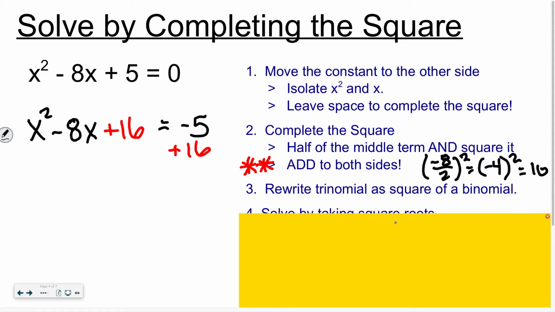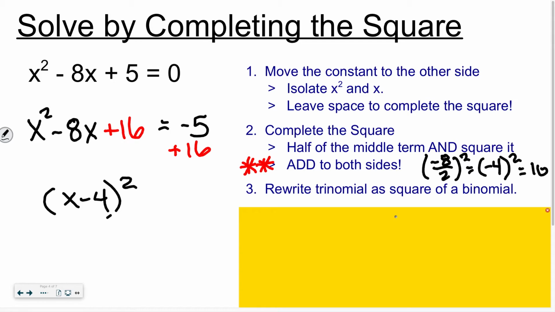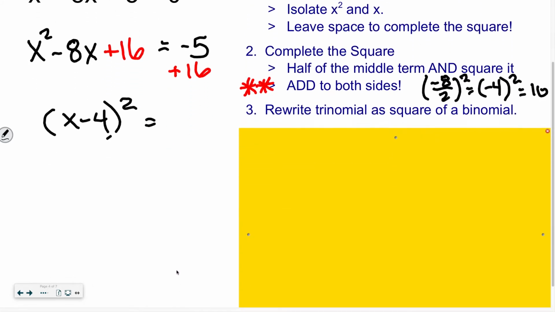Okay, next step. Rewrite your trinomial as the square of a binomial. So you just completed the square for a very specific reason, because you can now factor x squared minus 8x plus 16. It's x minus 4 times x minus 4, and we can write that as x minus 4 squared. And on the other side, negative 5 plus 16 is 11.